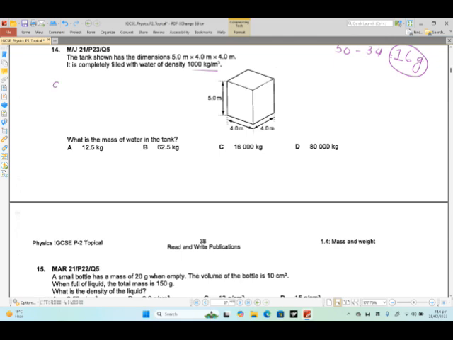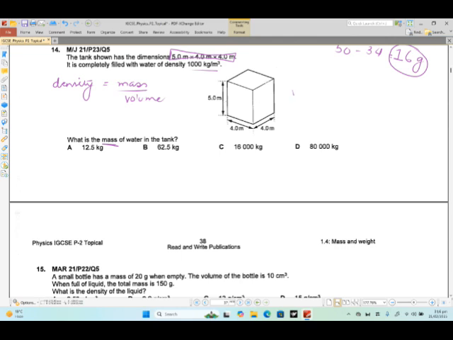So this is again a question to find density, mass per volume. Here we know the density of the liquid, and we don't know the mass. That is, we have to find that out, and volume we can find by the dimensions of this tank shown, because volume is the space occupied by the object.